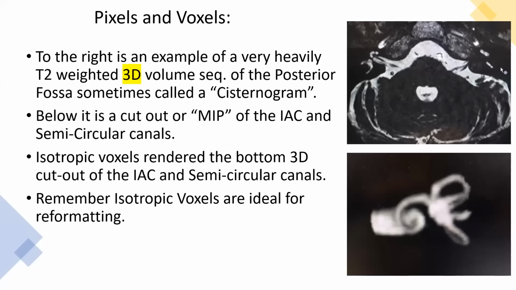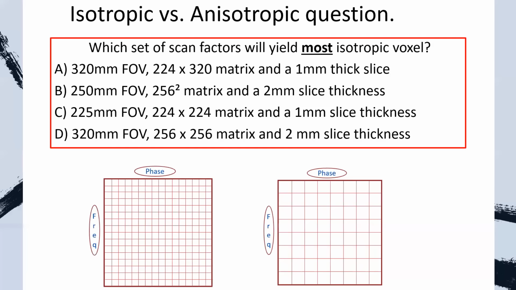Okay, so for example, when you're doing extremely high resolution images, you're looking at the IACs, you want to do a cisternogram, they want to take a look at the IACs, you're doing small fields of view, small slice thicknesses, high matrix. Okay, so you want to use isotropic voxels. That's what rendered that semicircular canals and the IACs over on the bottom right. Isotropic are ideal for reformatting. They've been known to ask you that.